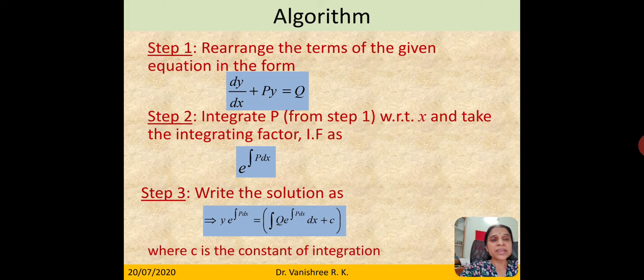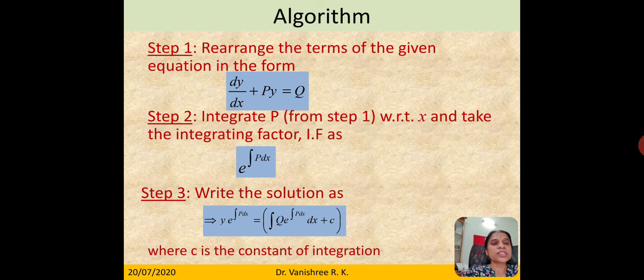Therefore, in the first step, just check whether your equation is in the form dy by dx plus py is equal to q, or otherwise put it in that form. Once you have done that, you find your p and q. With the help of p and q from the equation, you write the integrating factor as e to the power integration p dx. Once you get your integrating factor, we just write the solution as y e to the power integration p dx is equal to integration of q e to the power integration p dx with respect to x plus c.